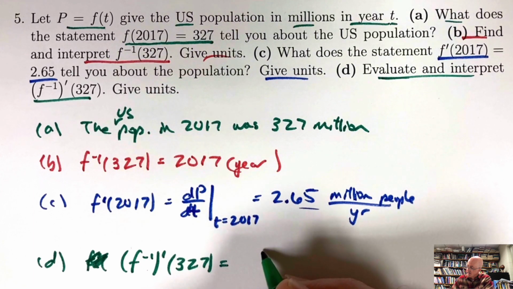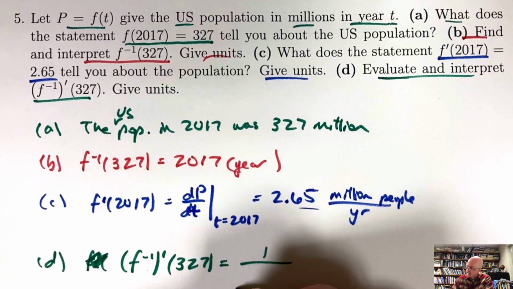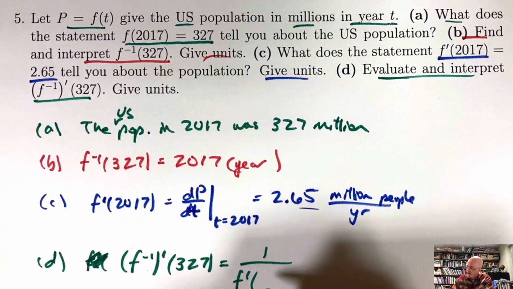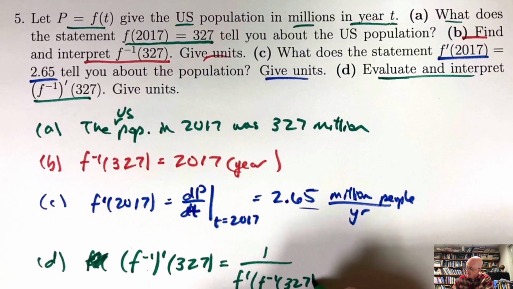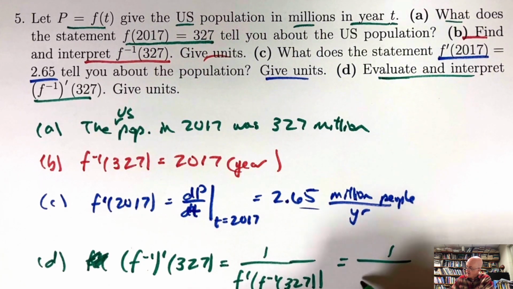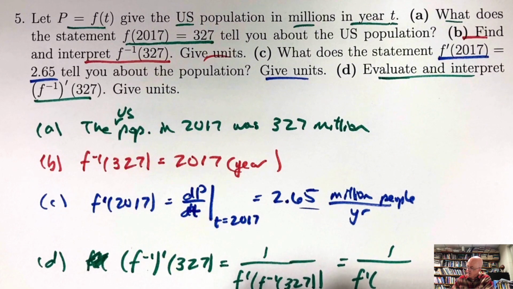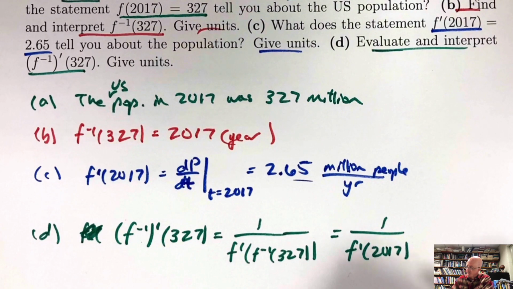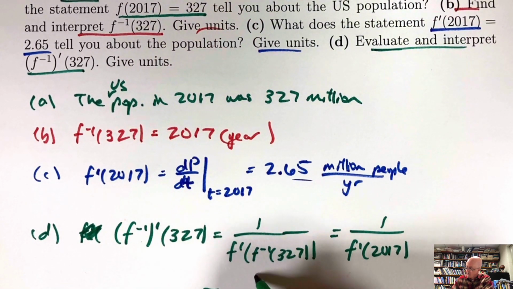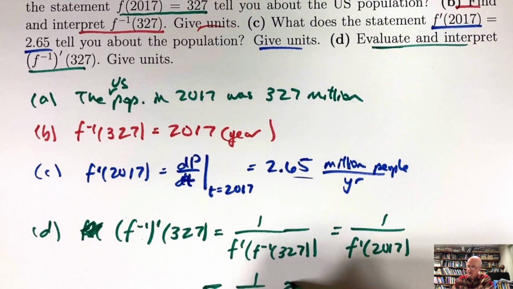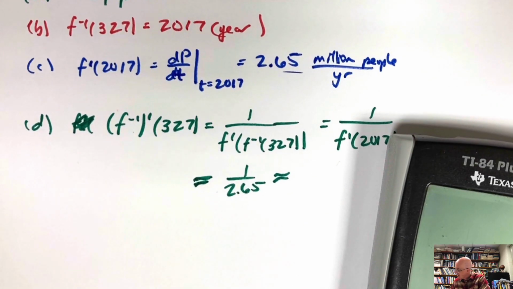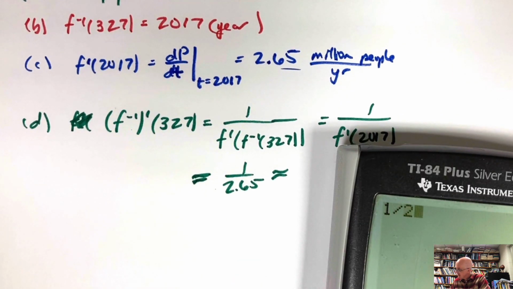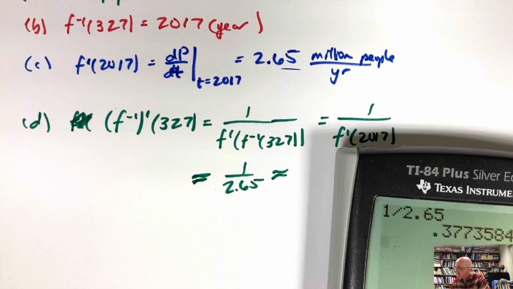So that, by what we've been talking about in recent problems, is the same as 1 over f prime, but not evaluated at 327, but instead at f inverse of 327. So that would be 1 over f prime of what's f inverse of 327? It's the year 2017. And by part C, that's about 2.65, so this is approximately 1 over 2.65. Maybe we'll write an equal sign there, then we'll write an approximation at the end. 1 over 2.65 is about 0.38. Let's round it to 0.38.